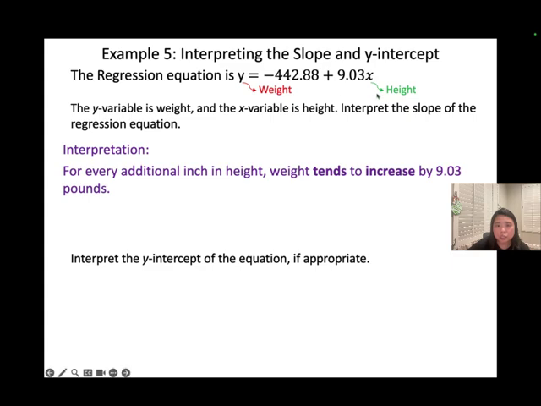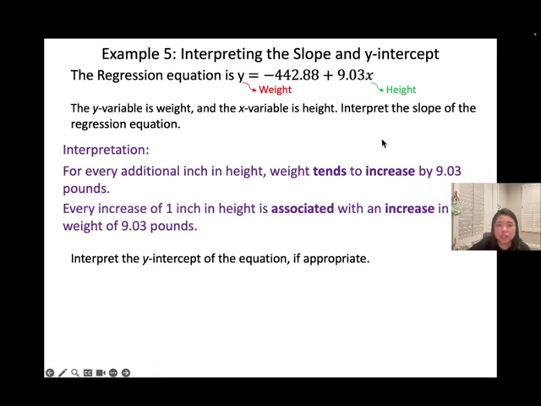Interpretation. For every additional inch in height, when you add 1 unit on the x here, y will be increasing by 9.03 pounds. Another way to say it: every increase of 1 inch in height is associated with an increase in the weight of 9.03 pounds. This is how you interpret the slope.